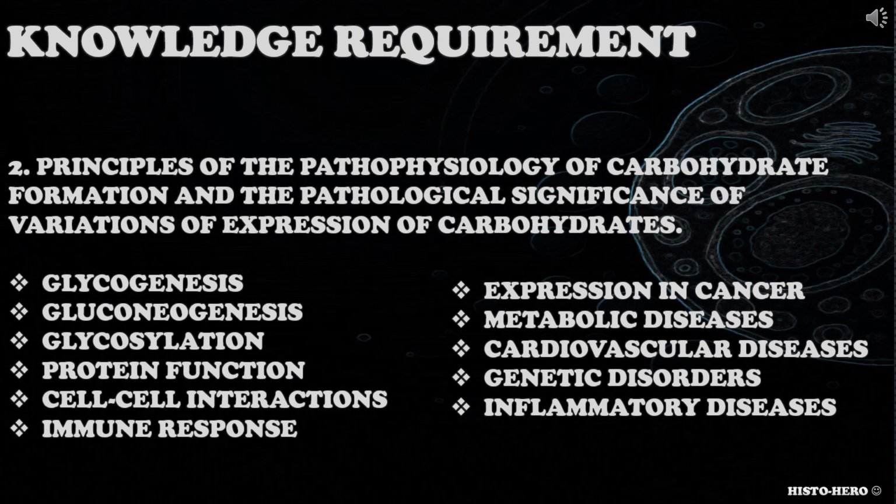to list roles of carbohydrates in healthy tissue, to explain the pathological significance of variations of expression of carbohydrates. When addressing this knowledge requirement, candidates should consider glycogenesis and gluconeogenesis, glycosylation, protein function, cell-to-cell interaction, immune response, expression in cancer, metastasis, invasion, immune evasion, cell signaling, proliferation, biomarkers, metabolic diseases, diabetes, obesity, and cardiovascular diseases like atherosclerosis, genetic congenital disorders and inflammatory diseases.